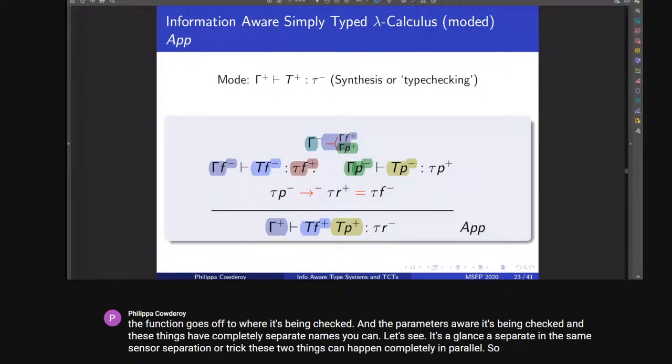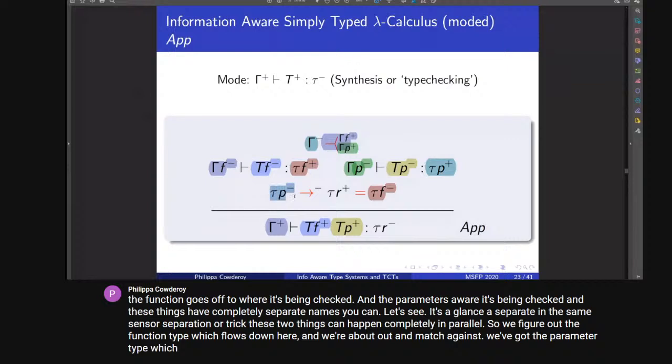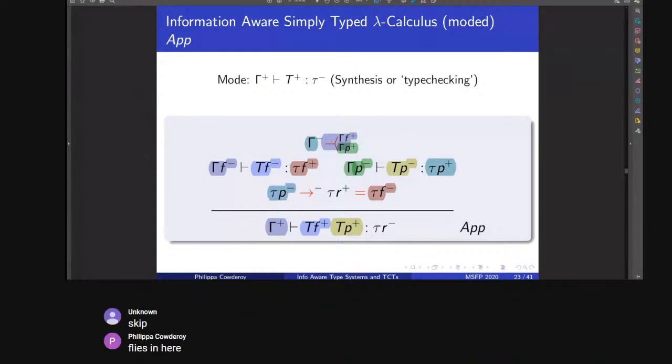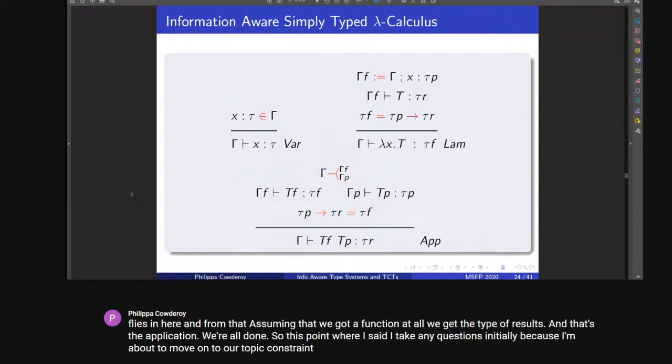So we figure out the function type, which flows down here, and we're about to pattern match against. We've got the parameter type, which flies in here, and from that, assuming that we got a function at all, we get the type of the result. And that's the application rule done. So this is the point where I said I'd take any questions initially, because I'm about to move on to telescopic constraint trees otherwise. Have we got anything?